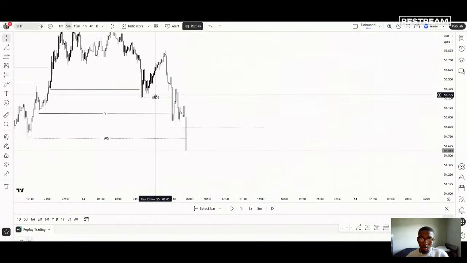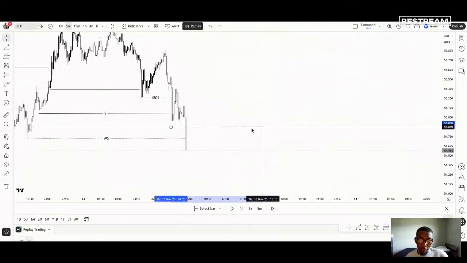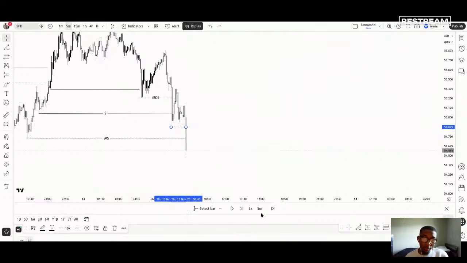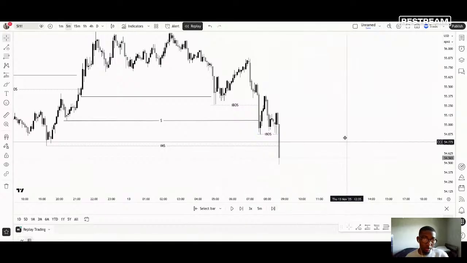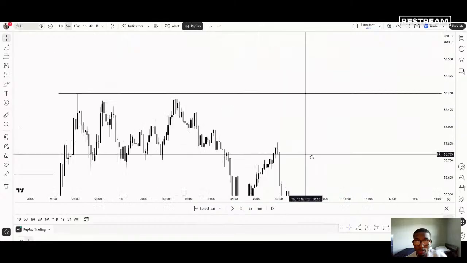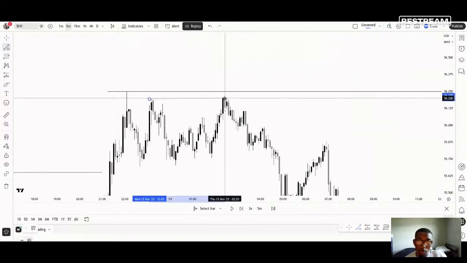I can simply mark them by looking for points of interest or sub liquidity, and I can basically mark my supply zones by looking for supply zones or sub liquidity. All right, so let's actually go up to the extreme point of interest. The extreme point of interest is basically the point of interest that causes price to move.